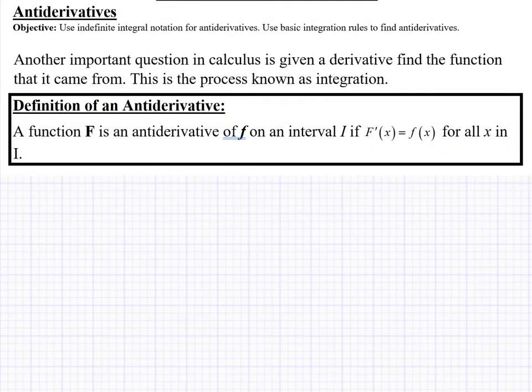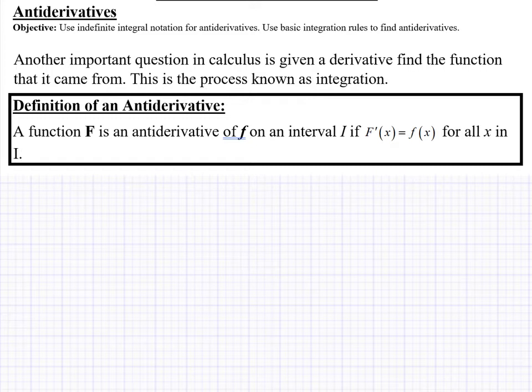We now switch gears a little bit and we're going to talk about something called antiderivatives. For a large portion of this semester, we've been talking about derivatives. We learned the definition of a derivative, we learned some derivative rules, we learned some applications of derivatives. Now it's time to talk about these antiderivatives.